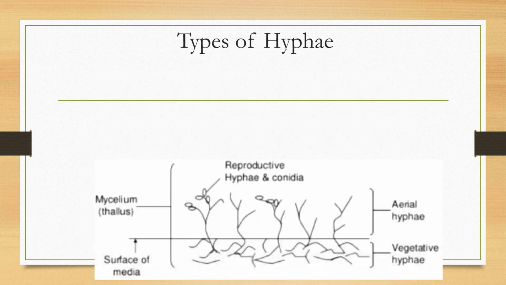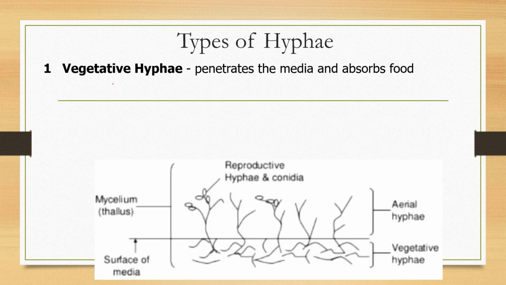Now let's talk about the different types of your hyphae. The first type of your hyphae is your vegetative hyphae. When you say vegetative hyphae, they penetrate the media and absorb food. Now, for you to understand, take a look at this picture on the lower center. Imagine this would be your media. Let's say you use a blood agar plate. Upon inoculation, you let the fungi grow.